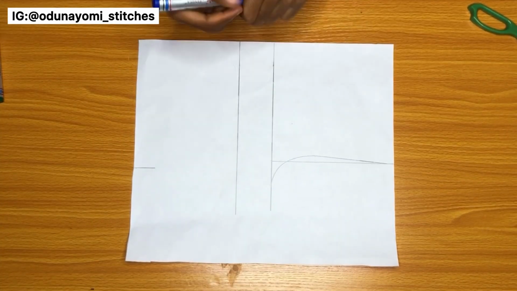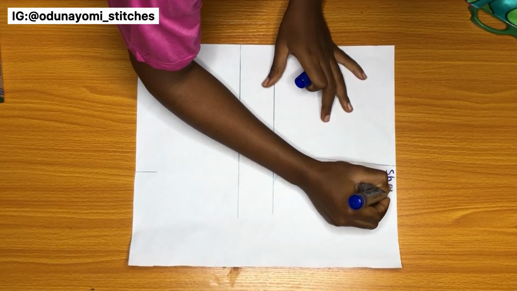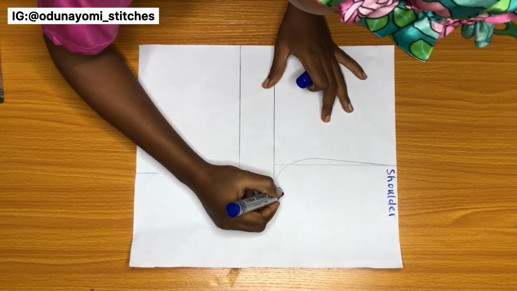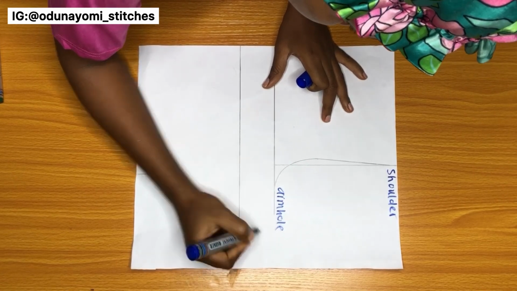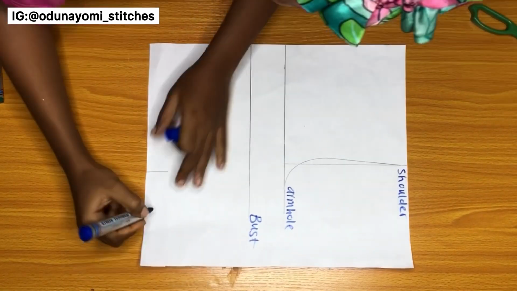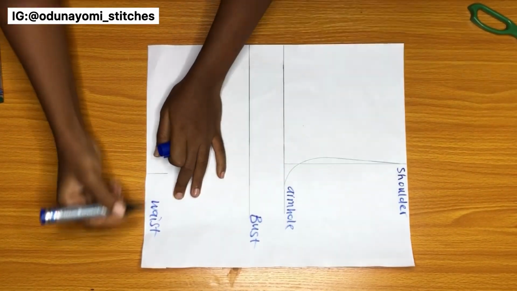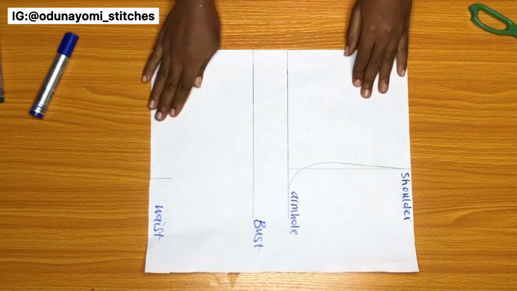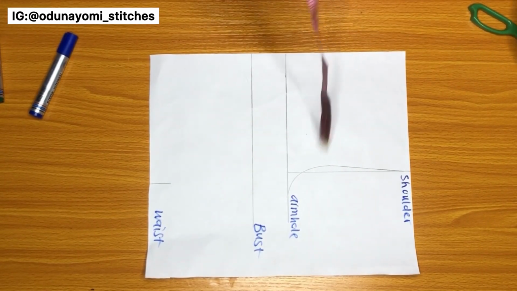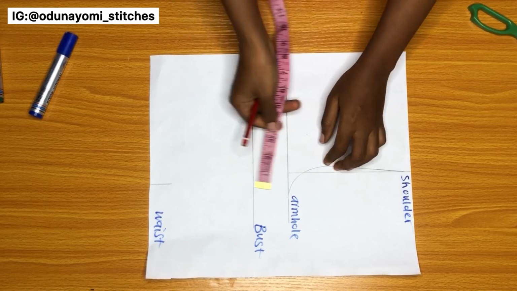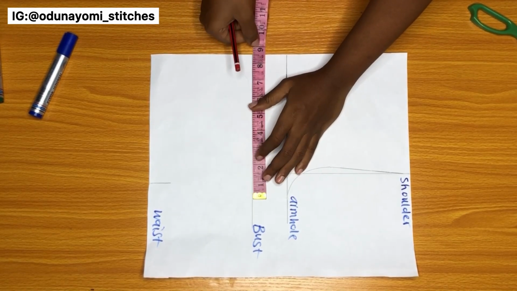So guys, let's start with the upper bodies. This is the front upper bodies, and this pattern has my shoulder, my armhole, my bust, and also my waist. This is not a bustier pattern. In case you want to use a bustier pattern, you can use a princess dart bustier. It will work for this, but for this pattern I will just be using my waist dart and my side dart.